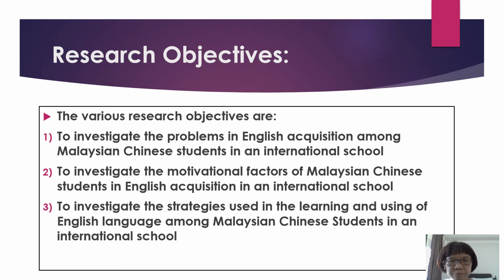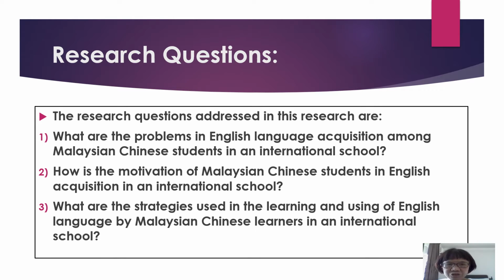The various research objectives in this research are: first, to investigate the problems in English acquisition among Malaysian Chinese students in an international school. Secondly, to investigate the motivational factors of Malaysian Chinese students in English acquisition in an international school. Thirdly, to investigate the strategies used in the learning and using of English language among Malaysian Chinese students in an international school.